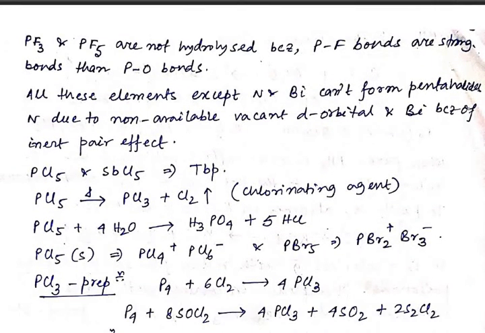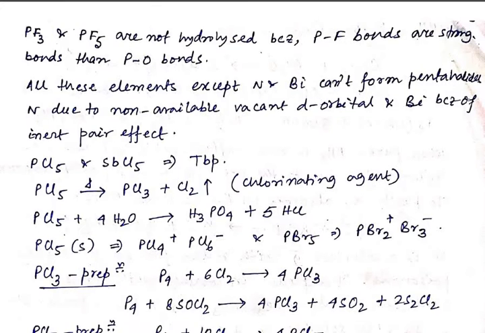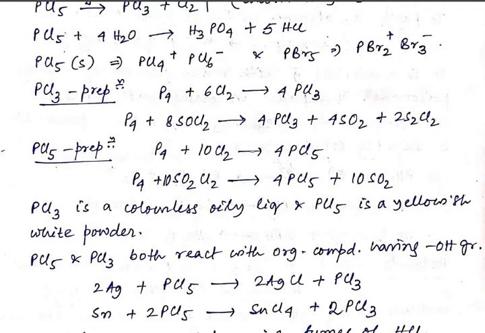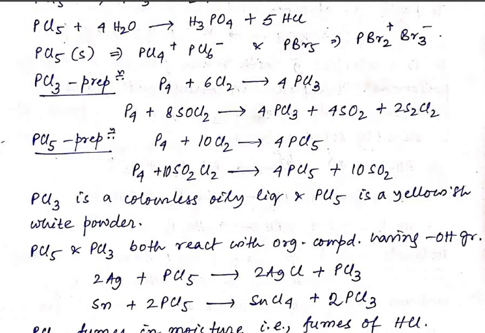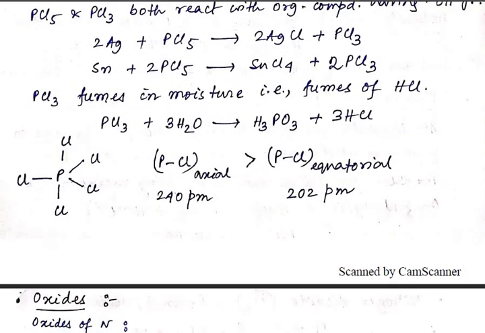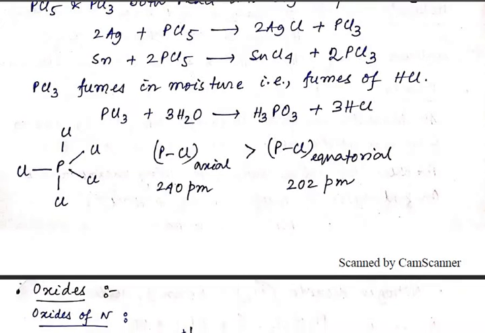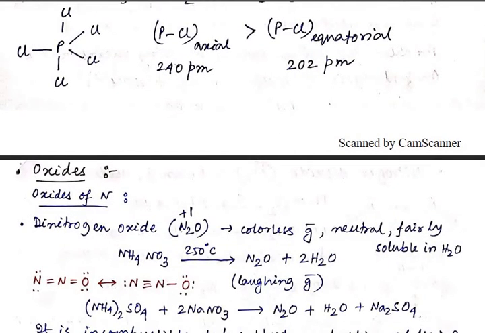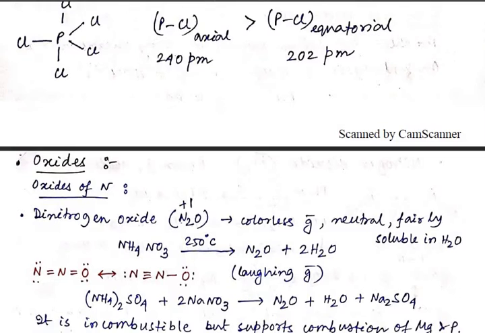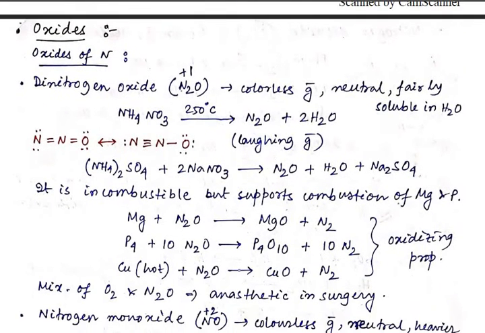Like PCl5, it can exist like PCl4 plus or PCl6 minus, like that. Then a few synthetic procedures for the PCl3 and PCl5, and a few of the reactions. So these things are there in case of the halides of group 15 elements.